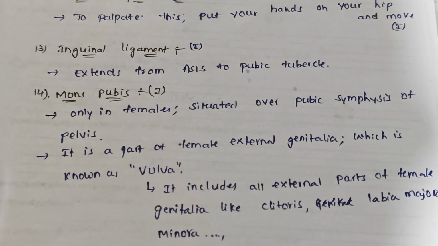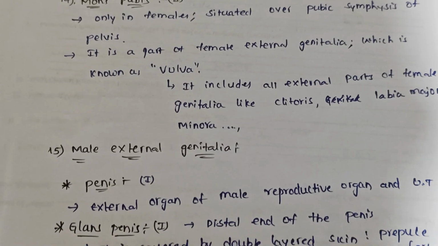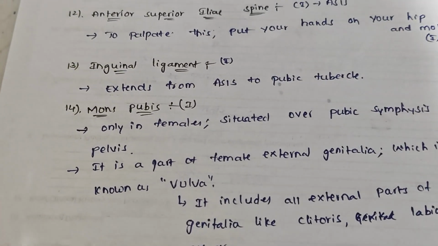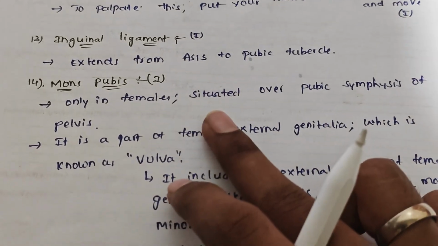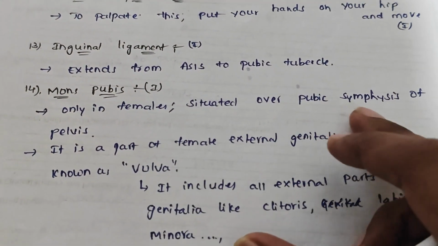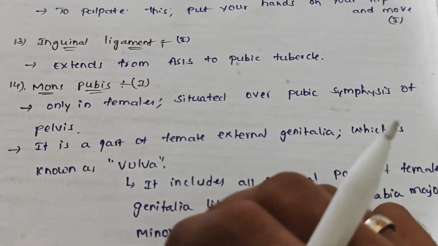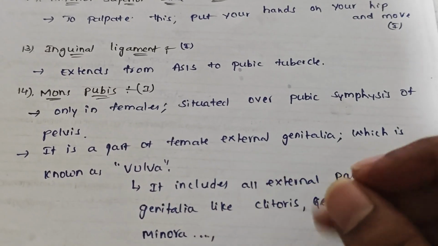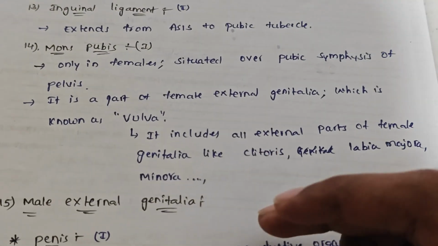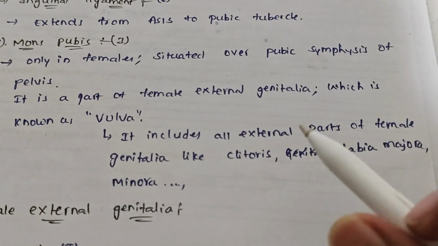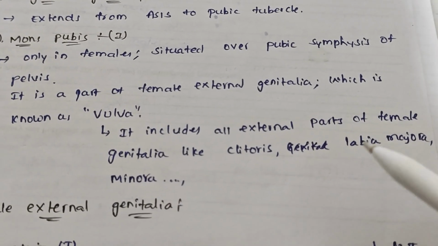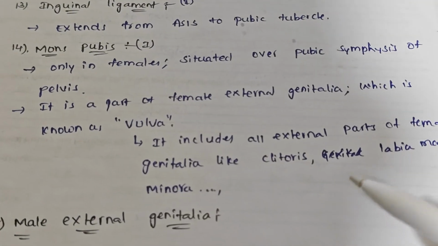Now for the genitalia, we will divide into female genitalia and male genitalia. Firstly, for the female genitalia, the mons pubis is only present in females. This mons pubis is situated over the pubic symphysis of the pelvis. It is a part of the female external genitalia, which is known as the vulva. This vulva includes all external parts of female genitalia like the clitoris, labia majora, and minora.